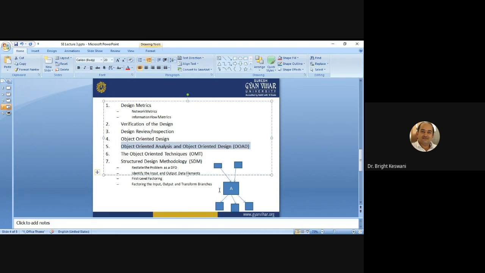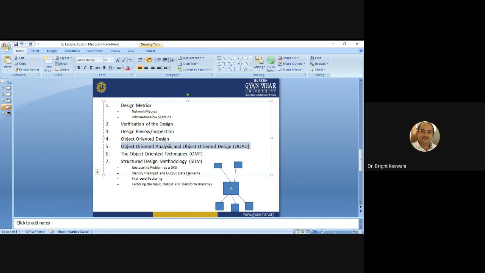What is the goal of this design methodology? The goal of software engineering, and of design methodology, is to create good quality software. Remember this, it is very important. What is the aim of software engineering? The one and only aim of software engineering is to produce good quality software and make the software reusable. So what is the purpose of object oriented design and object oriented analysis? To create good quality software, to create reusable software.